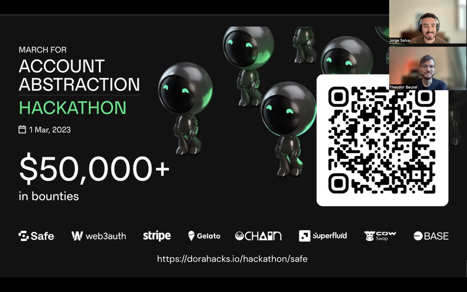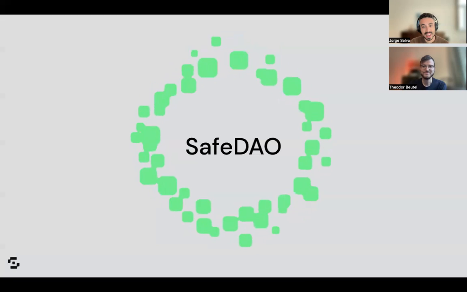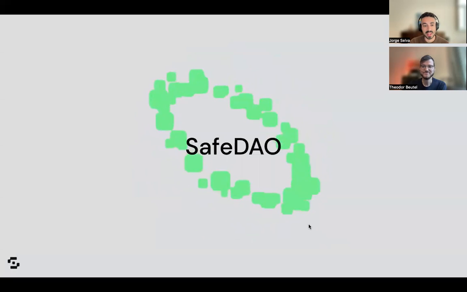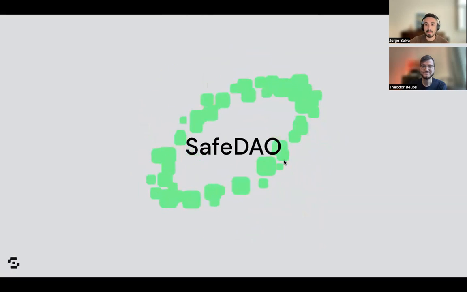If you have ideas, feel free to drop them in Discord or any other channel, Twitter. We've already seen some people that started building at ETH Denver taking their ideas further and continuing to build after ETH Denver, joining us for this hackathon and implementing the SafeCore modular stack. So really exciting to see. And yeah, it's all things account abstraction for the month of March. So please join us. And on that note, I'll hand it over to Theo for updates from SafeDAO.